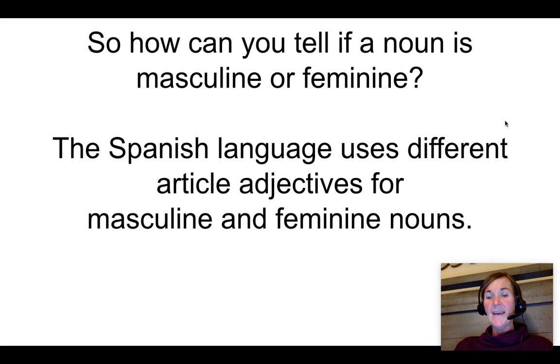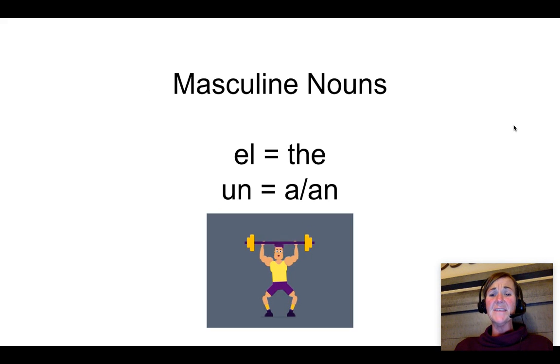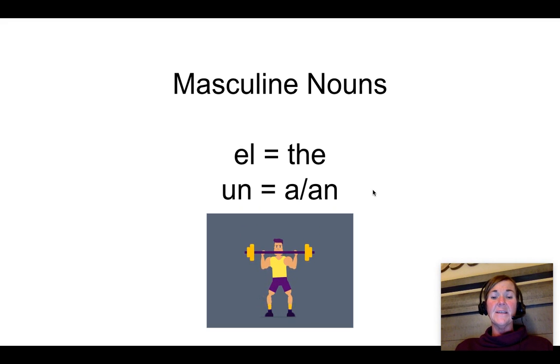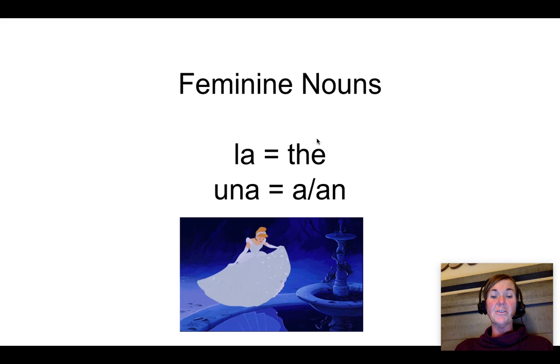So, how can you tell if a noun is masculine or feminine? Well, the Spanish language helps us out on this one. They use different article adjectives for masculine and feminine nouns. So, like the is an article adjective, and they have different ones to tell us whether we have a masculine or a feminine noun. So we know masculine nouns are classified with the article adjective el, which means the, and the demonstrative adjective un, which means a or an. For feminine nouns, the article adjective is la for the, and then the demonstrative is una, which means a or an.